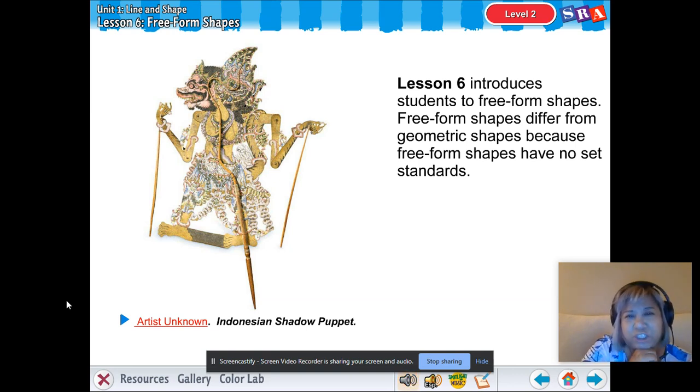So if you come across a shape that doesn't have a name, like a cloud, a tree, a person, those are all shapes, right? But they're not geometric shapes. So anytime you run across a shape that is not a shape that has a name, it's not a square, rectangle, triangle, circle, or one of those shapes, then we call that a free form shape. Okay?